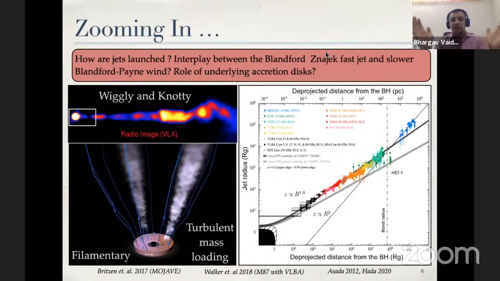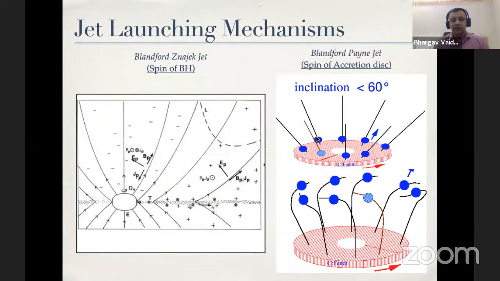So it all starts with a much wider base and then becomes much more collimated as you go further and further beyond this. To understand this, there have been, theoretically, several models proposed to explain the launching of these jets. And the two classical models that have always been discussed, by the same author, Roger Blandford.